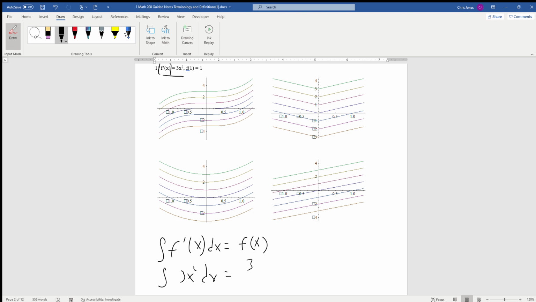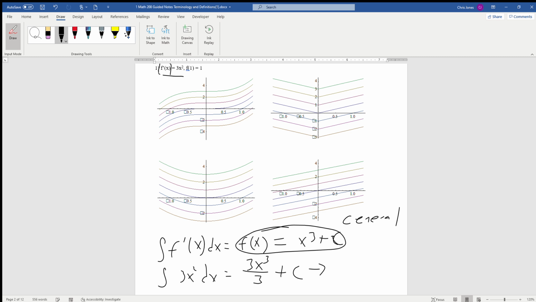Remember, to take the antiderivative, you just add 1 to the exponent, and then you divide by the new exponent. There's also a constant of integration, so don't forget that from Calc 2. And so what we end up with is that f of x equals x cubed plus c. Now, this is the general solution. Remember, we talked about general and also particular solutions. So that's our general solution.